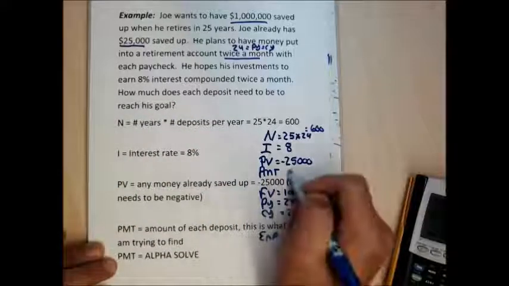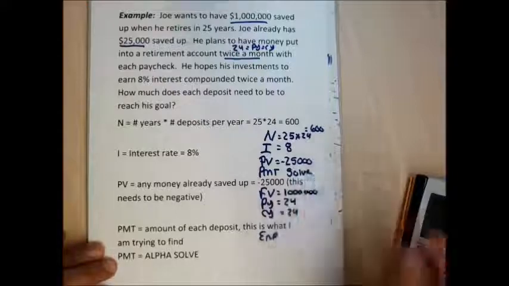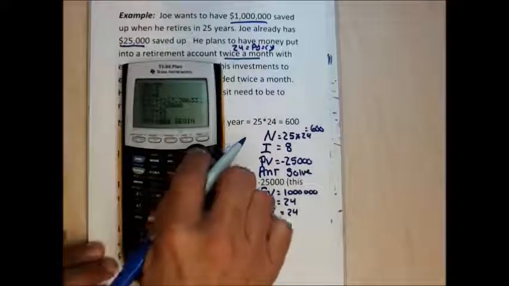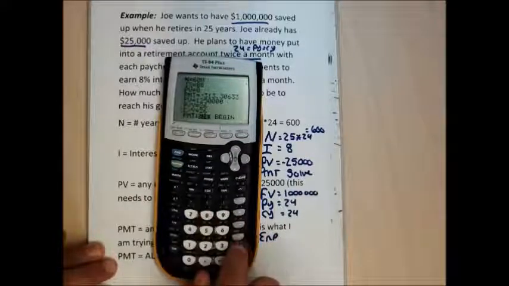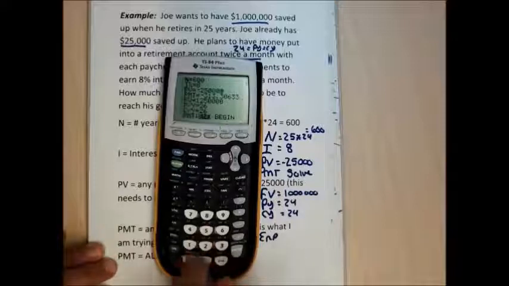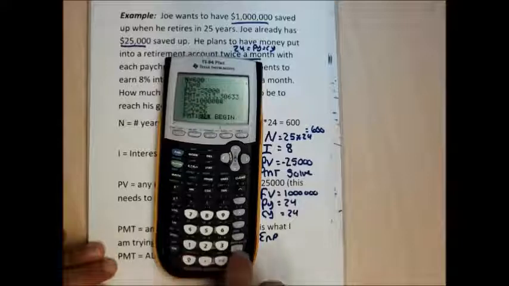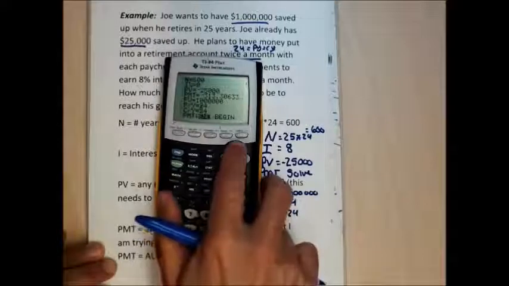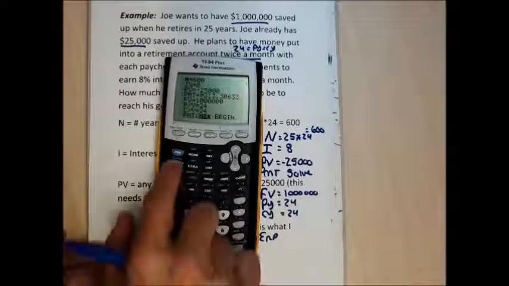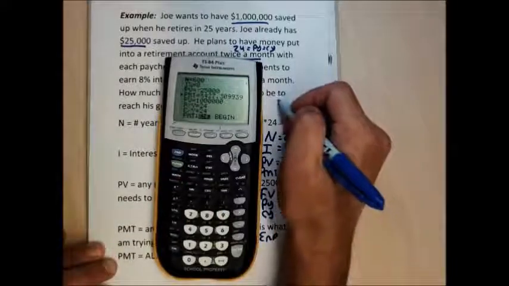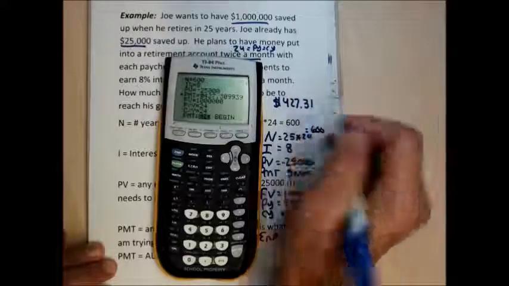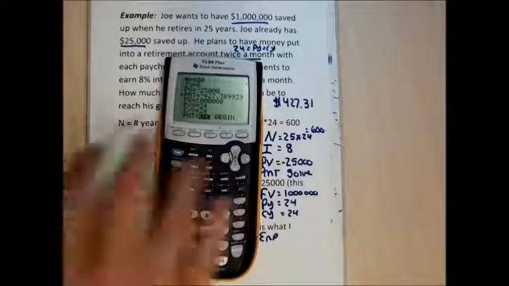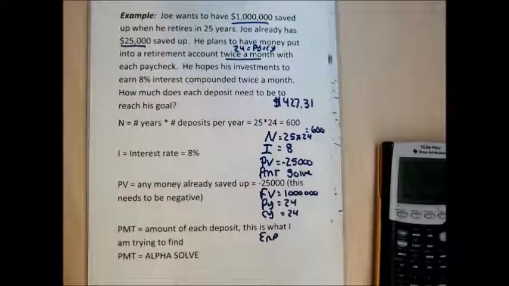Well, the only thing that's blank, I need to solve for the payment. So let me get these in here. In for the N, I'm putting 25 times 24. In for the interest rate, 8. In for the PV, negative 25,000. In for the future value, 1 million. And in for the PY and the CY, 24. Arrow up to the PMT, hit my green alpha followed by enter. This says Joe has to deposit $427.31 to get to that $1 million in 25 years. That's about $850 a month.